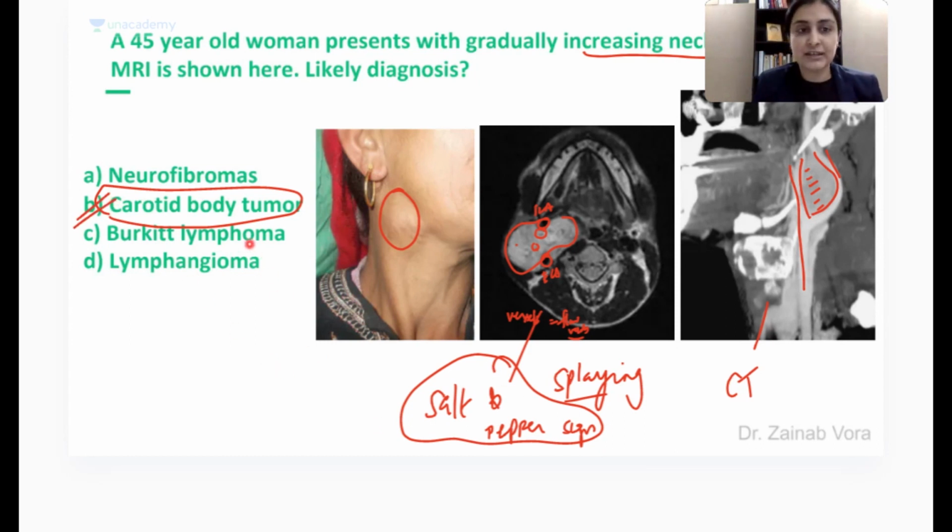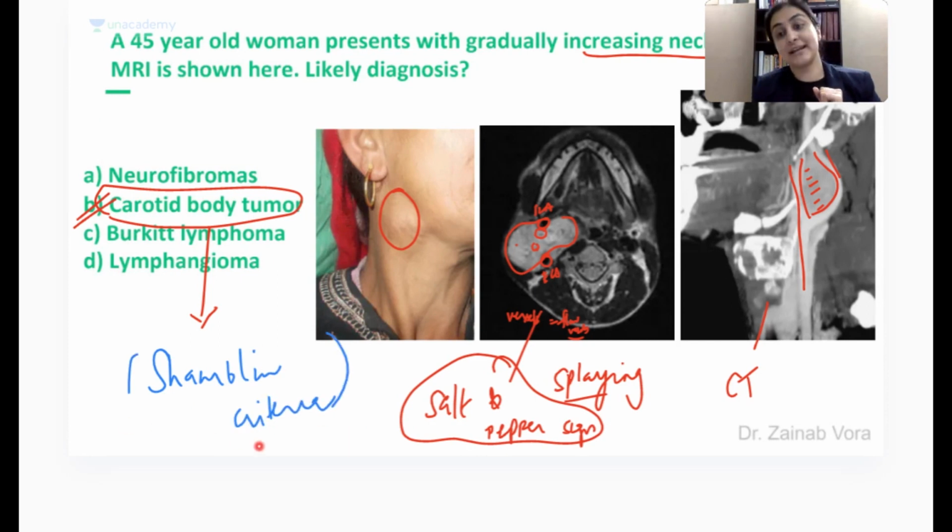One extra edge thing. Can you tell me the classification that we use for carotid body tumor? Before doing surgical resection, there is one classification that we always assess. Okay, that is called the Chamberlain criteria. That is called the Chamberlain criteria to assess the resectability. Okay, so remember this Chamberlain.